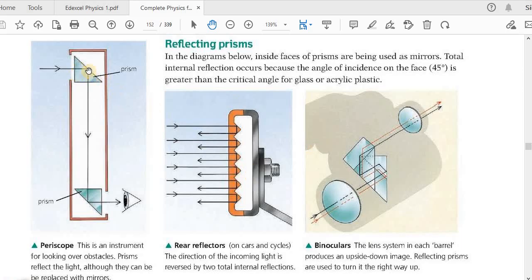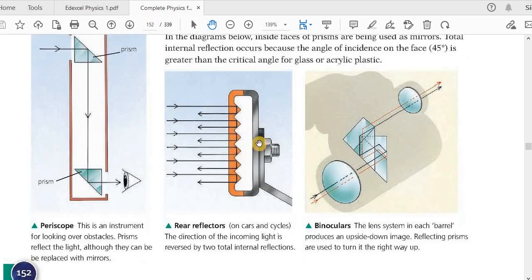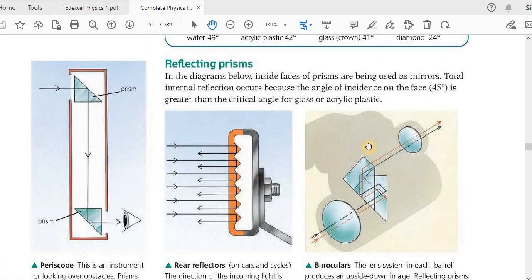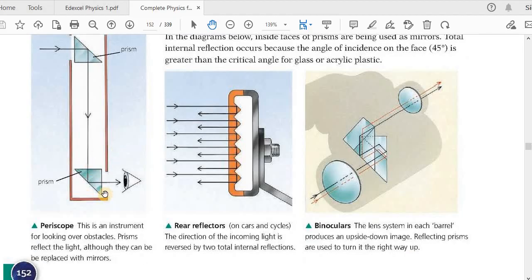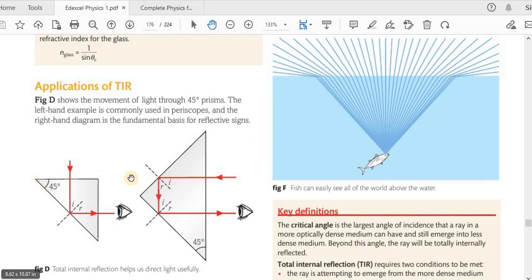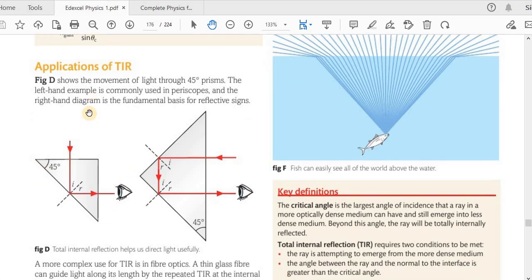Now here you have total internal reflection inside the prism, and here also. So you'll have something like that here as well. Then here also you have total internal reflection. These are all reflecting prisms. What is a prism? A prism has a uniform cross section along its length, and these are triangular prisms. So the cross section is always a triangle of the same dimensions, same area. Okay, so here you have a triangular prism.